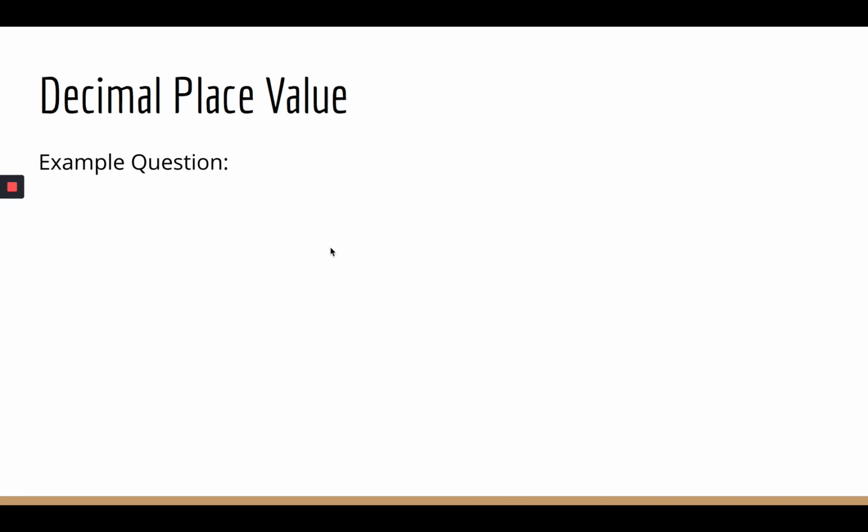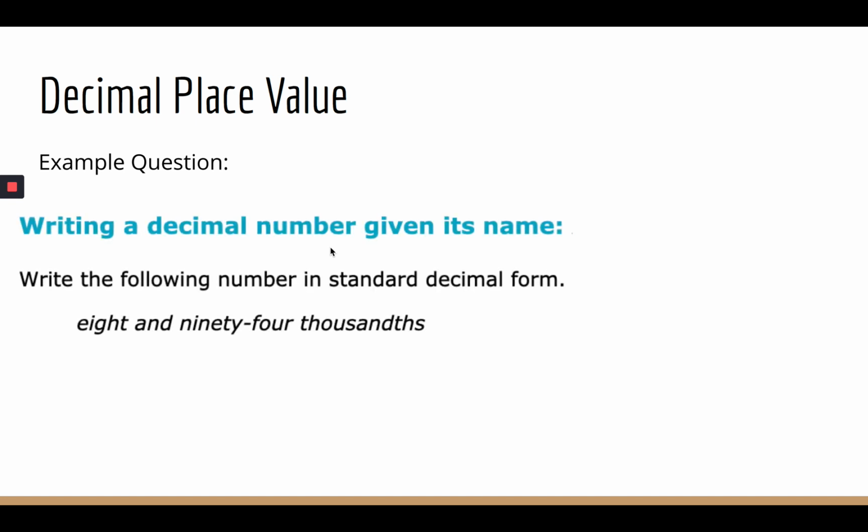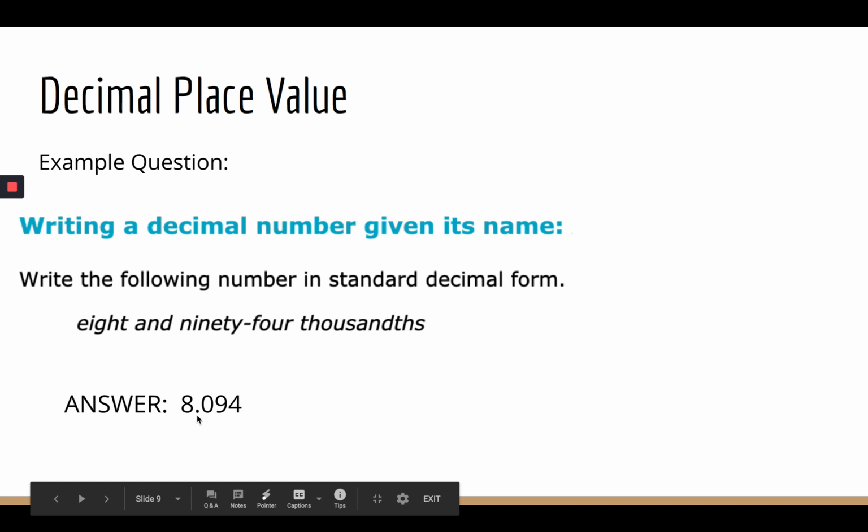Okay, another type of question you'll have on place value is you'll have a decimal written out in long form, and you need to write it as a decimal. So it'll be written in word form, and you need to write it as a decimal. So in the italicized words there, it says 8 and 94 thousandths. Just to remind you, you always say and where there should be a decimal place. So this would be 8 and 94 thousandths. It ends in the thousandths place.